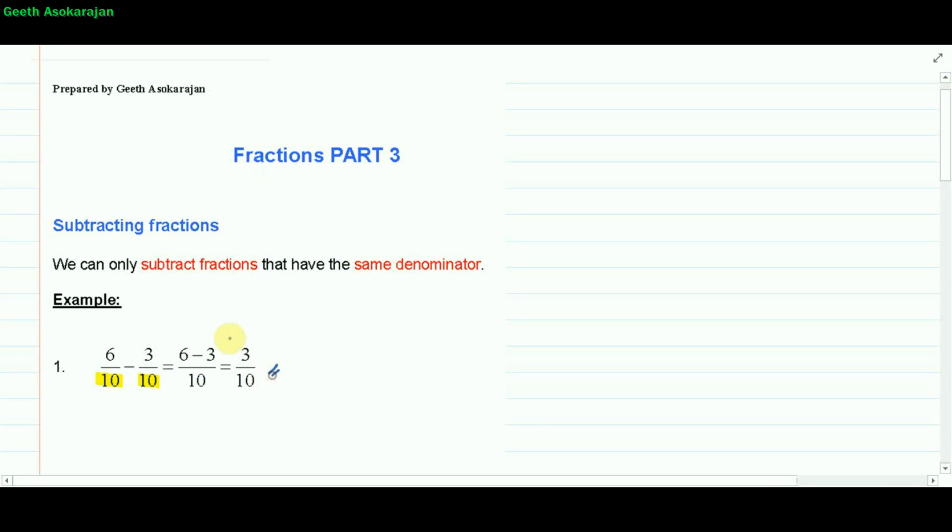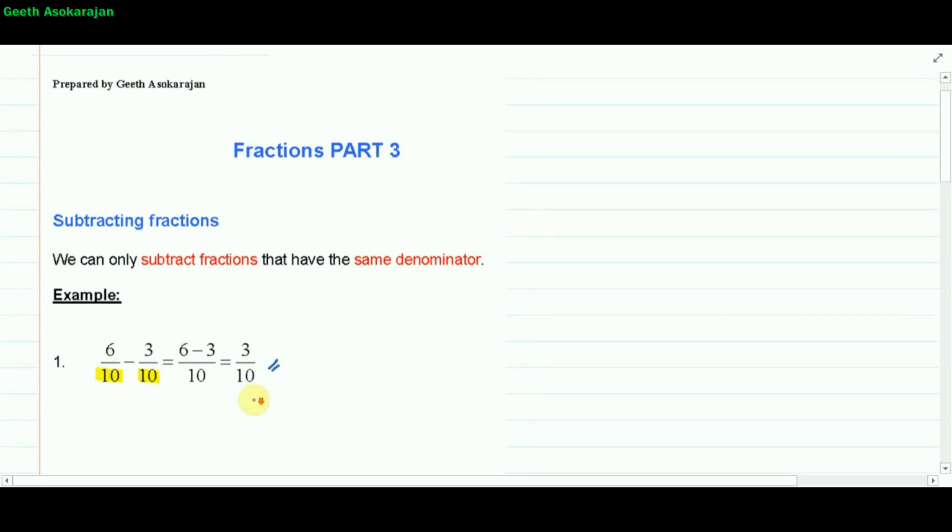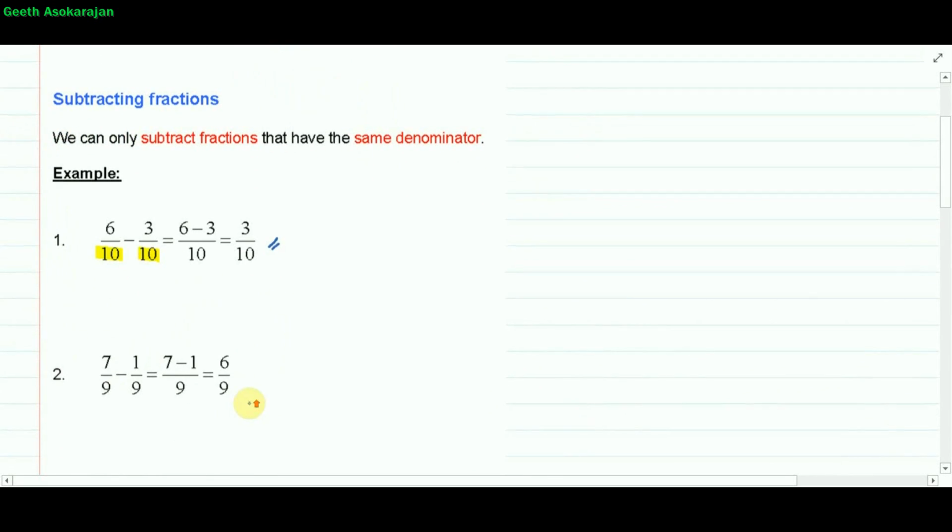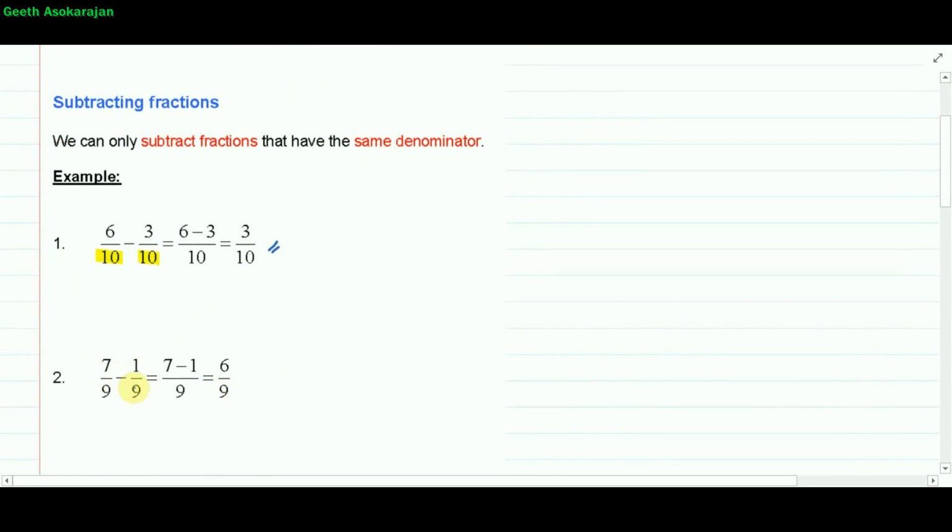So that should be the solution to number 1. Let's have a look at another one. 7 over 9 take away 1 over 9. So let's check the denominator terms. So I have a denominator of 9 here, a denominator of 9 here. The denominators are the same, they're common.